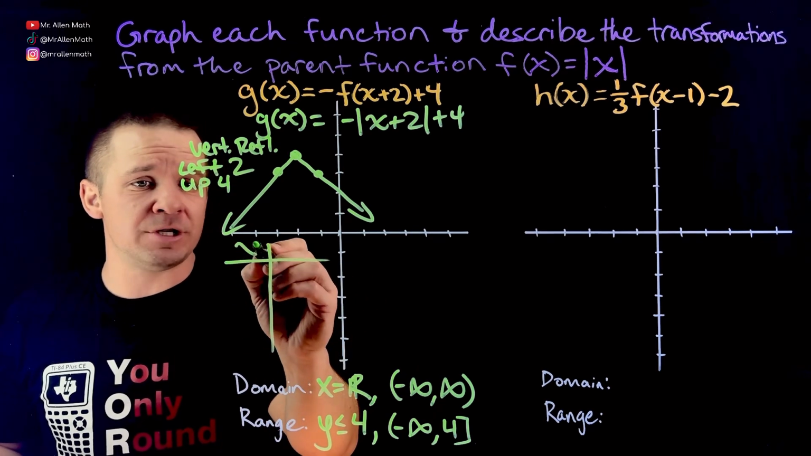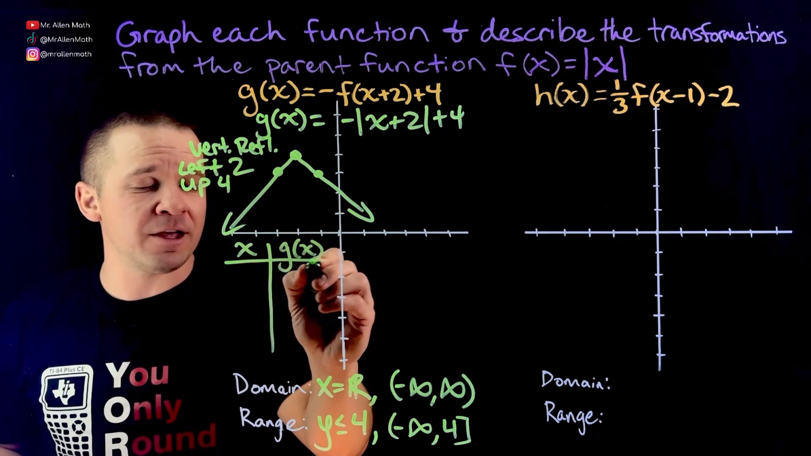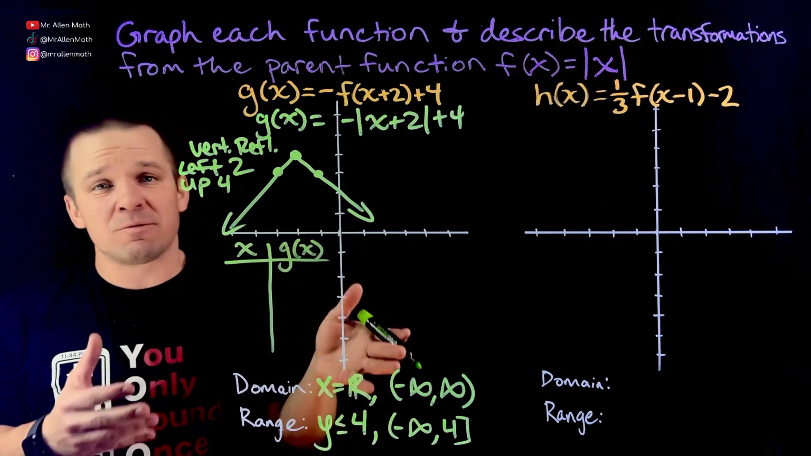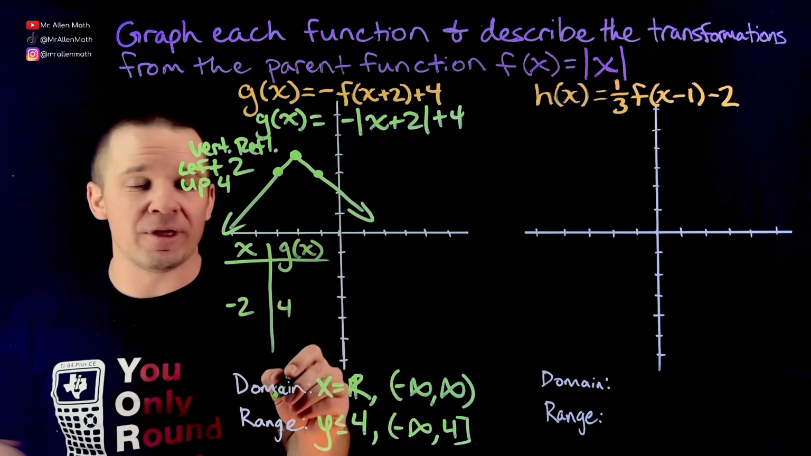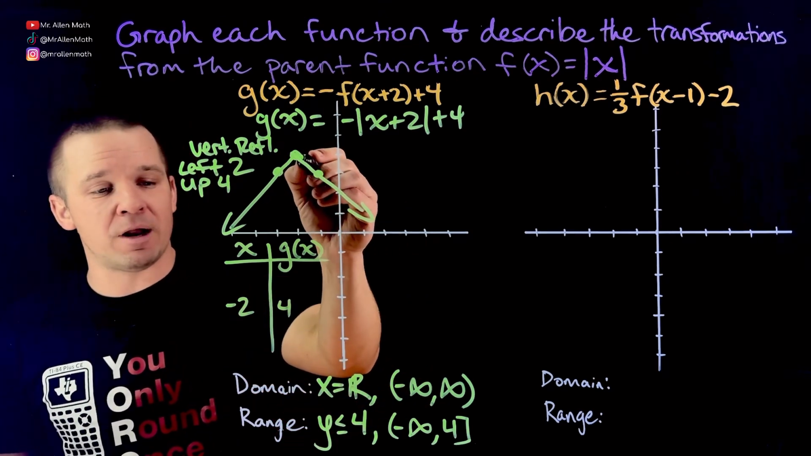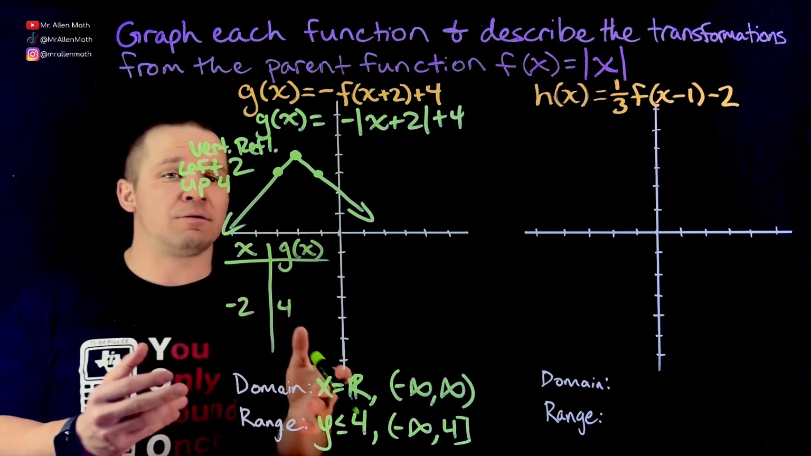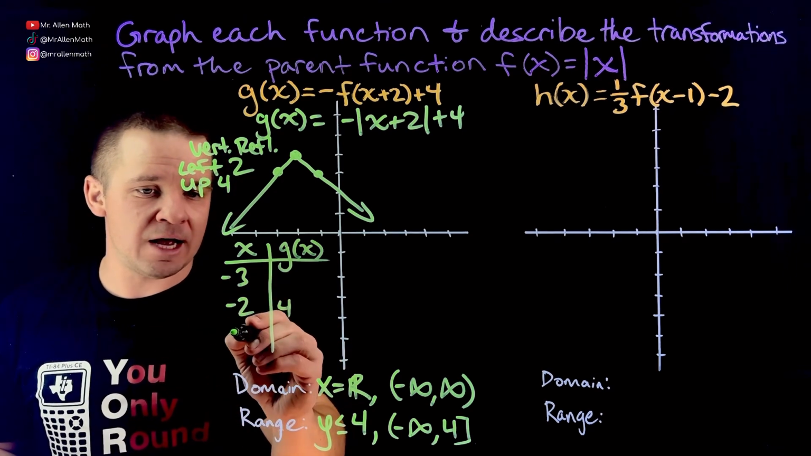You don't have to. Your teacher might ask you for a table of values, a T-chart. So the way that I do these is first it's going to be my vertex, which I know is at negative 2, positive 4. That's going to go right in the middle there. That's this point right up here. And then I'll pick a point to the left and to the right. So negative 3 and negative 1.